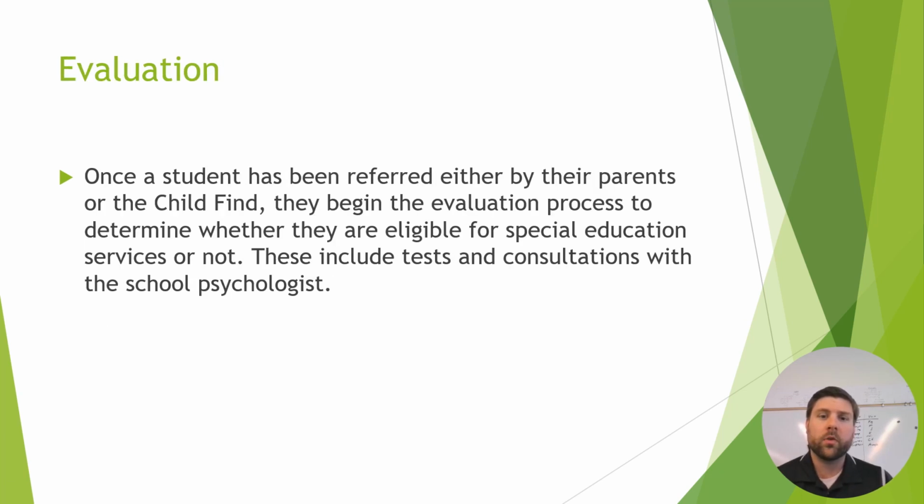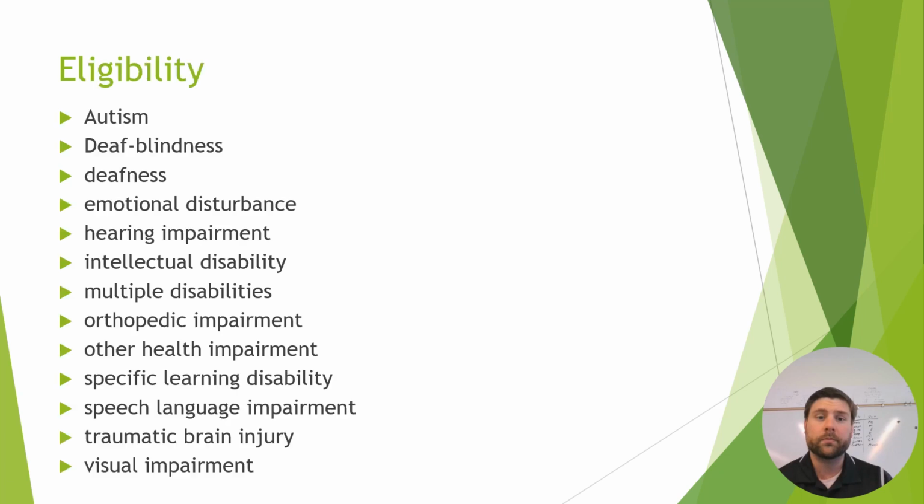Once the student has been referred by their parents or through Child Find, they can begin the evaluation process to see whether or not they are eligible to receive access to special education services. That can include tests and consultations with specialists and with the school's psychologist, where they will go and get tested to see if they have certain criteria, where they're maybe low in their reading or their math scores, and then those are evaluated by the school psychologist to see if those are accounted for by disabilities.